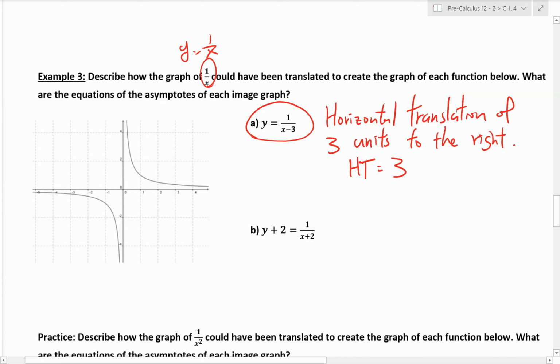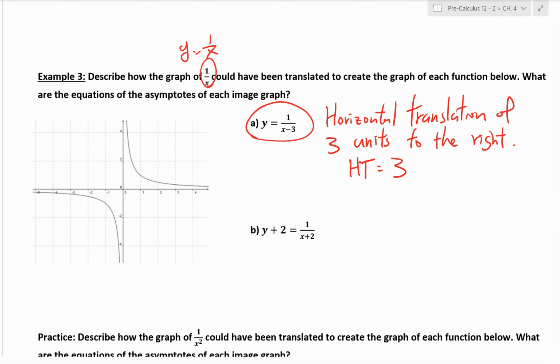Okay, so this is what happened. It's horizontal translation of 3 units to the right. So we finished the first question. Now the second question says, what are the equations of the asymptotes? Okay, so asymptotes, if you have not heard that word before, there are for now two kinds of asymptotes that we see here. There is the vertical asymptote and there's the horizontal asymptote.